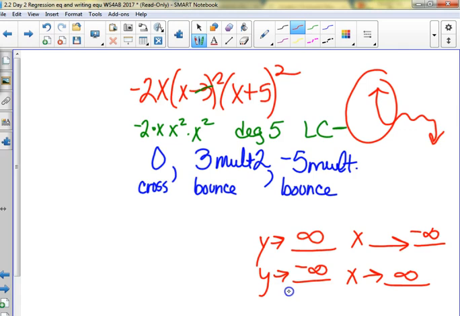Better? I tried to write out in words what some of you had, because some of you wrote that it goes up on the left and then down on the left. Okay, so if you still have questions about that, let me know.